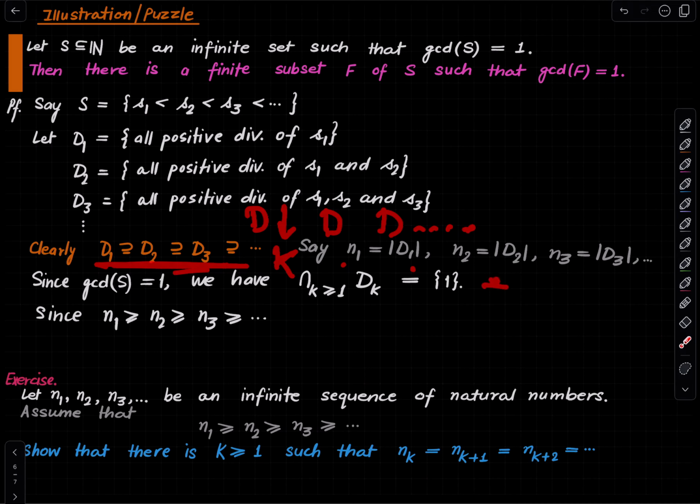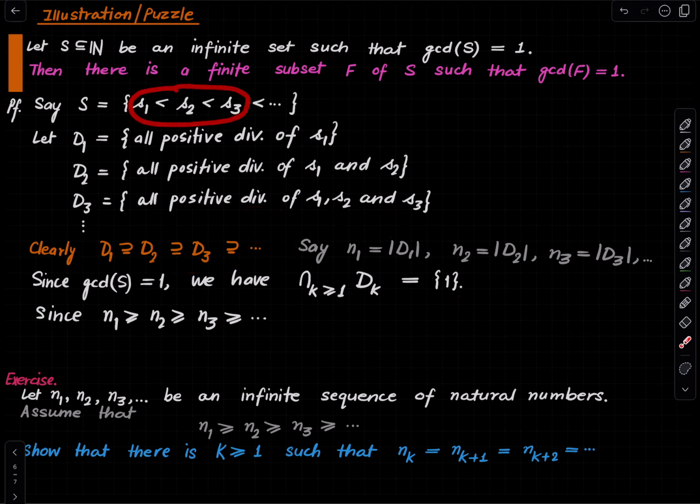So this is the set D. And therefore the set D is the singleton 1. And therefore the kth set here is the singleton 1. And that's it. That shows that the GCD of the first k elements of S is 1, because the set of all the positive common divisors of those k elements is a singleton, namely 1.